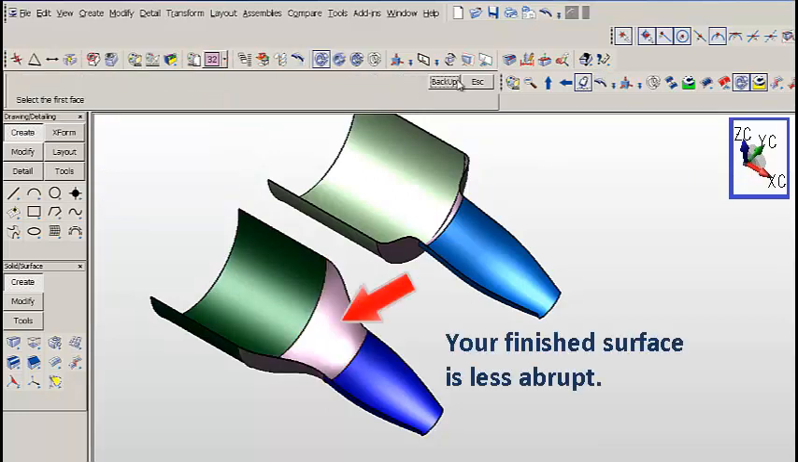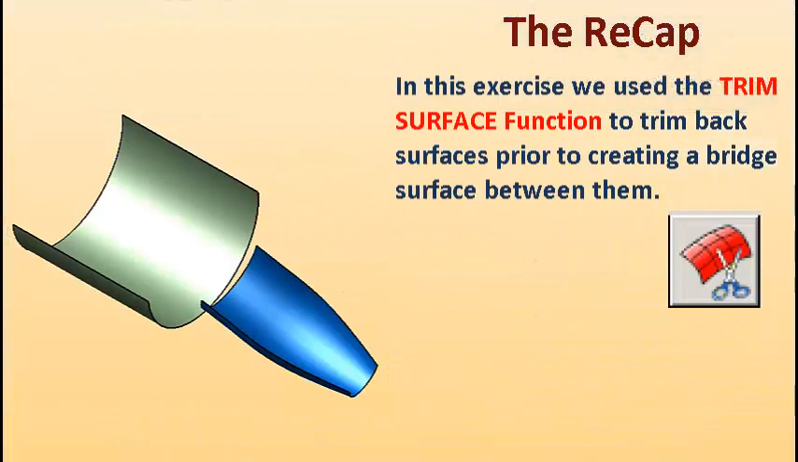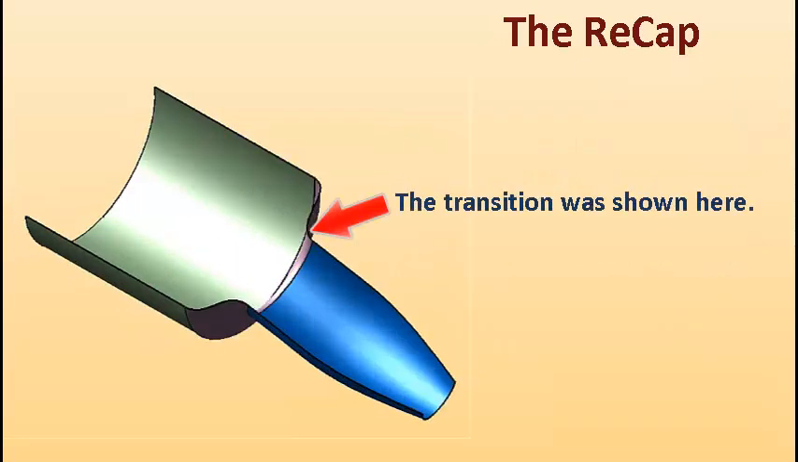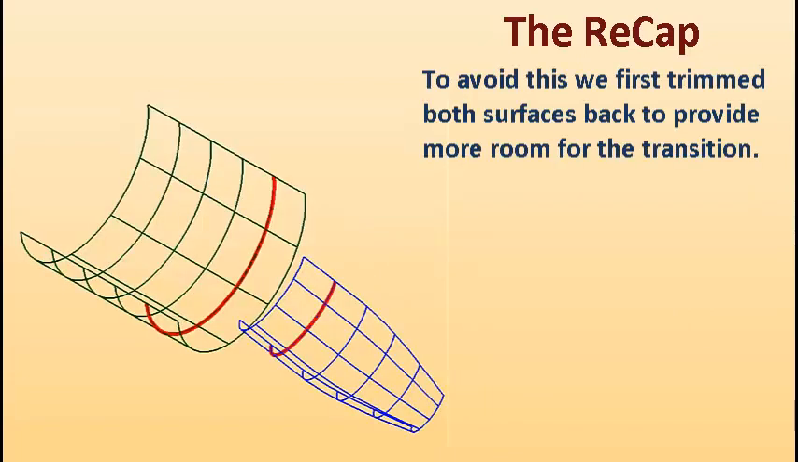And when you're done, we get a surface that looks like this and is much less abrupt than the one up to the right. So let's recap. In this exercise, we used the Trim Surface function to trim back surfaces prior to creating a bridge surface. Since the surfaces had a small gap between them, creating a bridge surface between the edges gave us a sharp transition. It looked like this, and that was unacceptable.